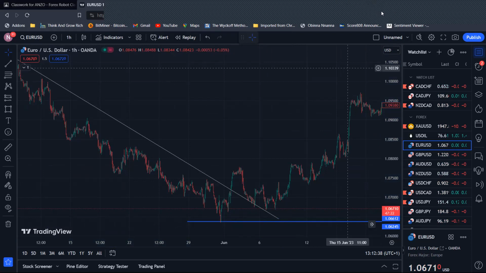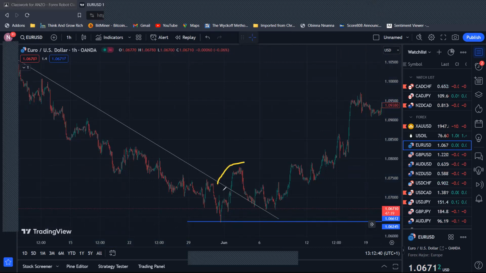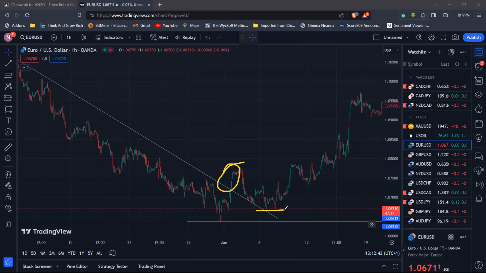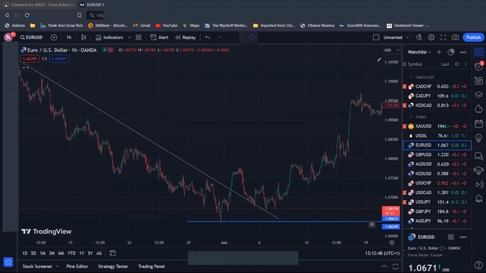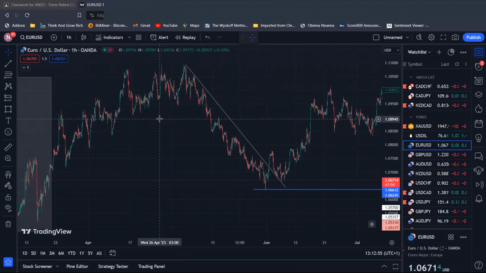Like so. We had the break of the trend line, like so. Price came back, we tested, and what did you see? It began to move to the upside. So it's a very simple but quite powerful trading system, or entry criteria, that you can use.